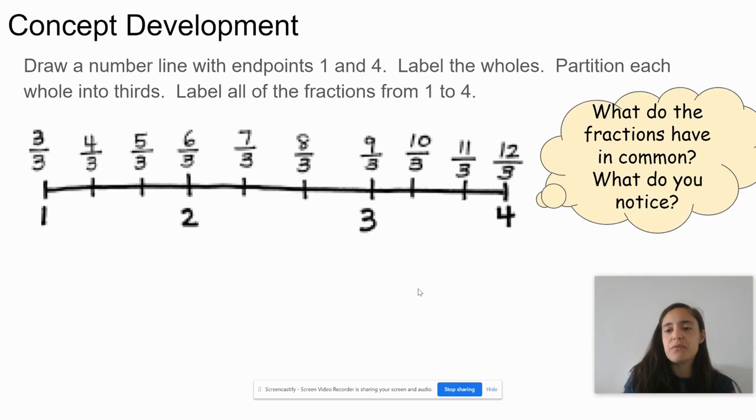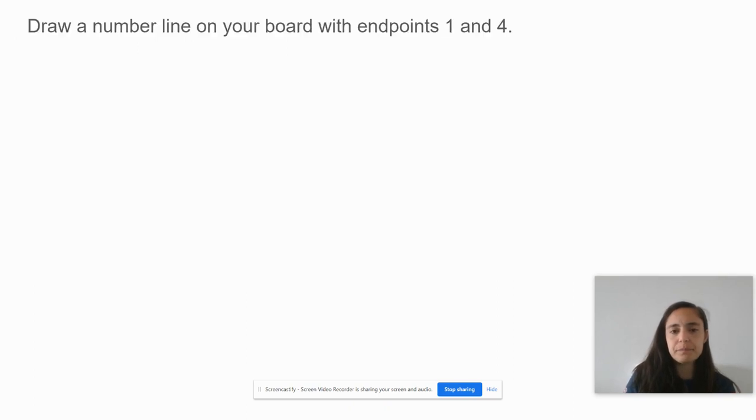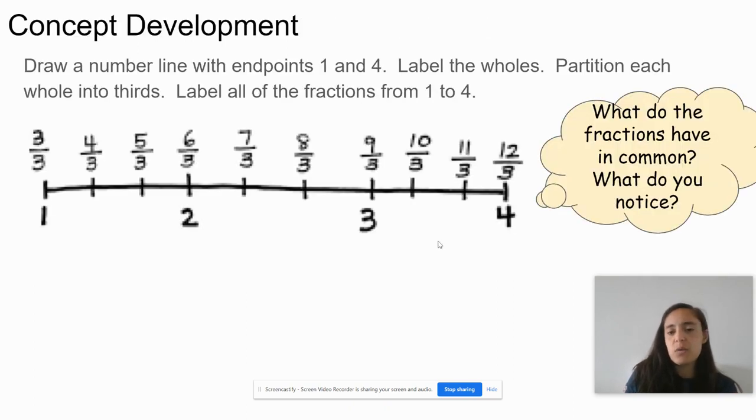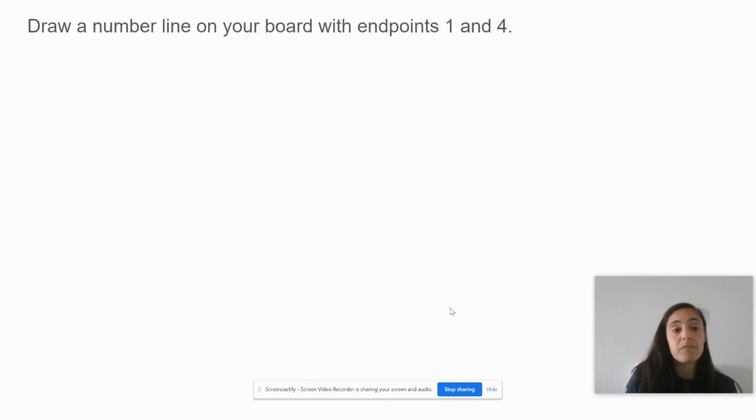So what do the fractions have in common? What do you notice? So take a moment, think about what you notice, what they have in common. And we may notice that they're all groups of 3. We're going up as, just like we said, we have 3, 6, 9, 12. So I'm counting by 3s. So think about all the other things you notice as we go through our number line.